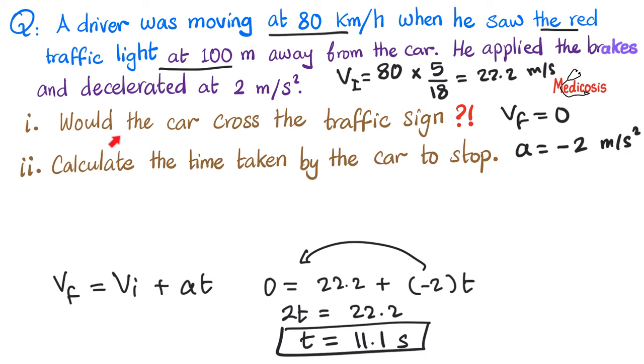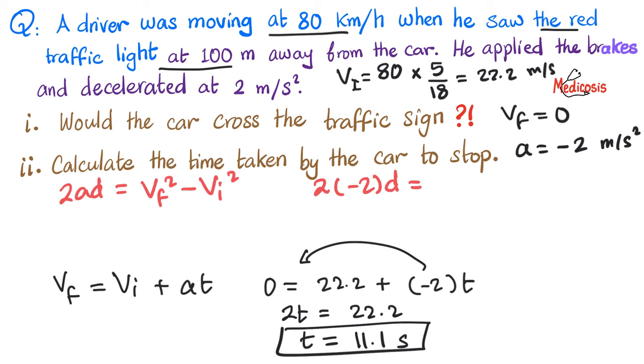How about the first half? Would the car cross the traffic sign? What do I need? I need displacement. Well, I know an equation that looks like this. 2ad equals v final squared minus v initial squared. All right, what is 2? It is still 2. And what is the a? Negative 2.